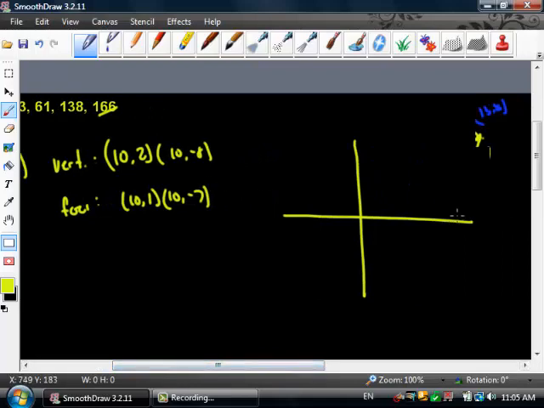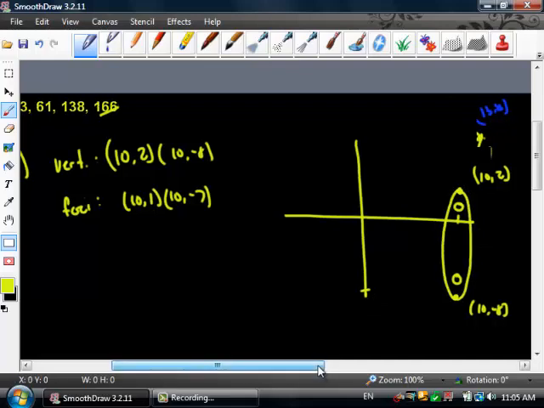So 10, 2 is right here. 10, -8 is down here. So this is 10, -8, this is 10, 2. Okay, so the foci are at 10, 1 and at 10, -7. What type of ellipse is this going to be? Michael? It is vertical. That's correct. So it should look kind of like that.